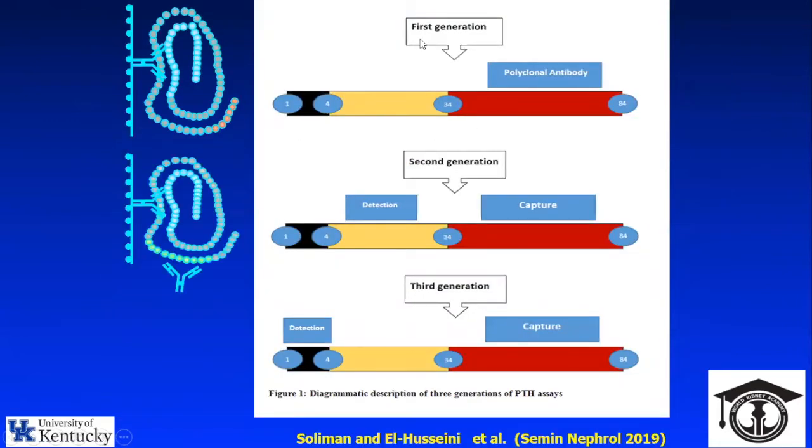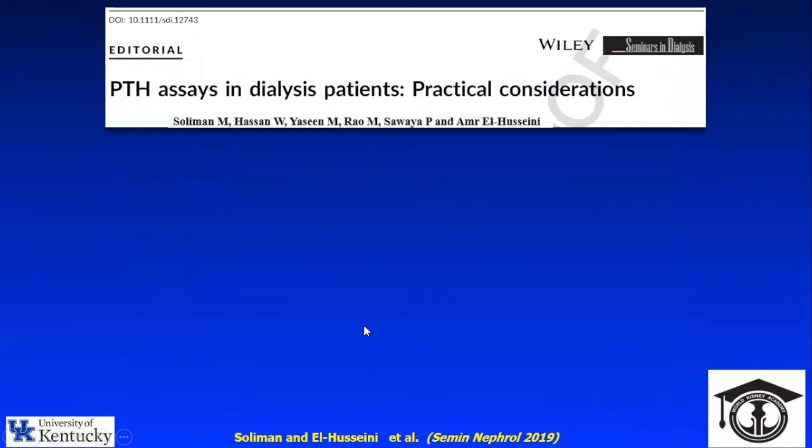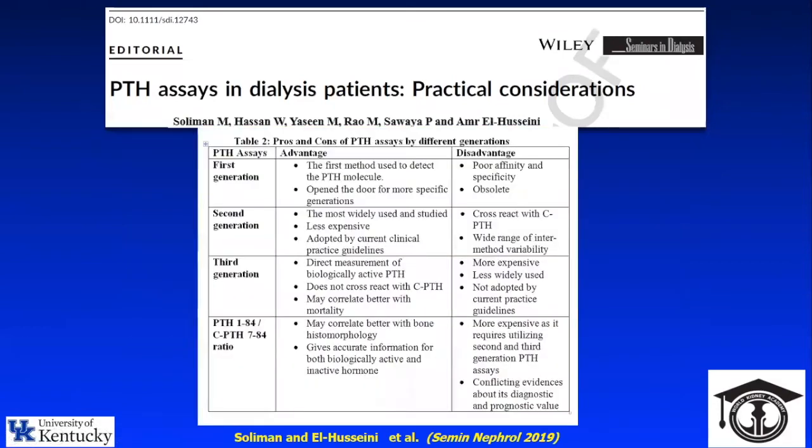Here is an illustration we published several years ago about the first, second, and third generation BTH assay. The first is polyclonal against the C-terminal. The second is using capturing and detecting antibody, but again, it misses the first amino acids. Then the third is where the detecting antibody is just detecting the first 1 to 4 amino acids, which are biologically active. If you are interested, you can read this interesting article, and we summarize the pros and cons of each of the first, second, and third generation.